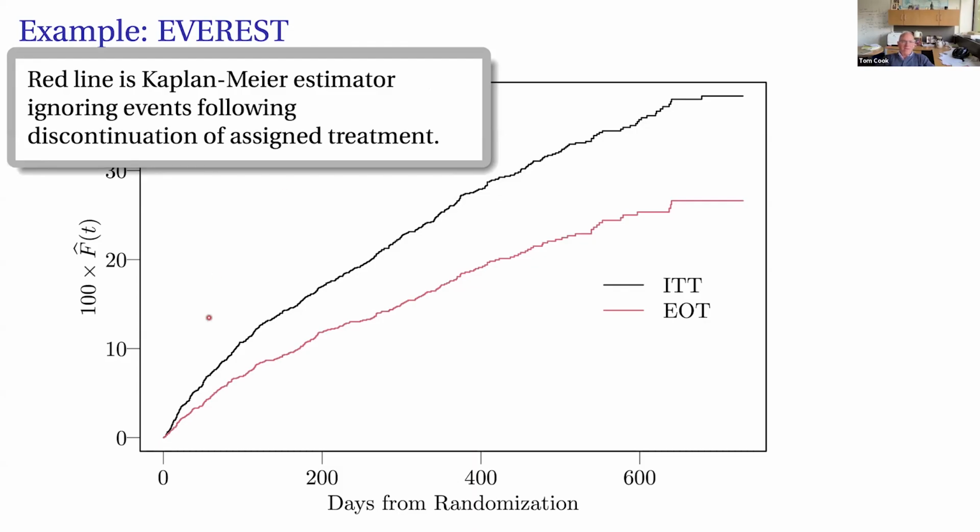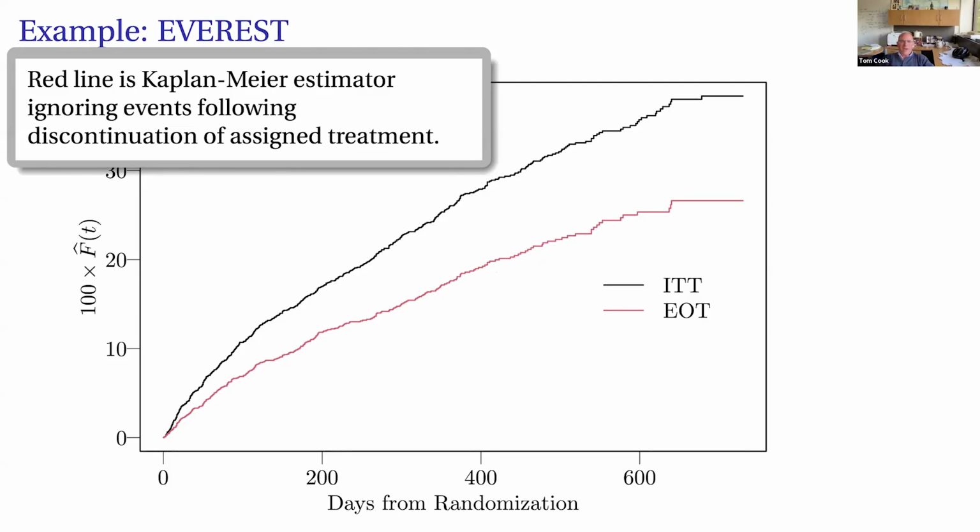So here I've added a Kaplan-Meier estimate that ignores events that follow discontinuation from assigned treatment. So as soon as you discontinue treatment, your follow-up is censored at that time. We see a dramatically lower Kaplan-Meier estimate for the on-treatment analysis versus the ITT.